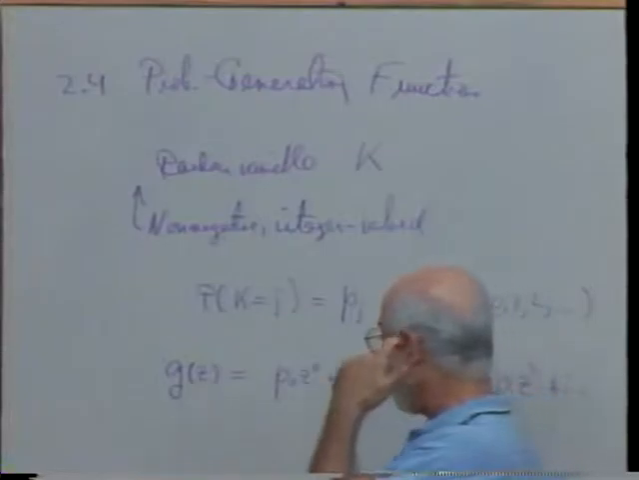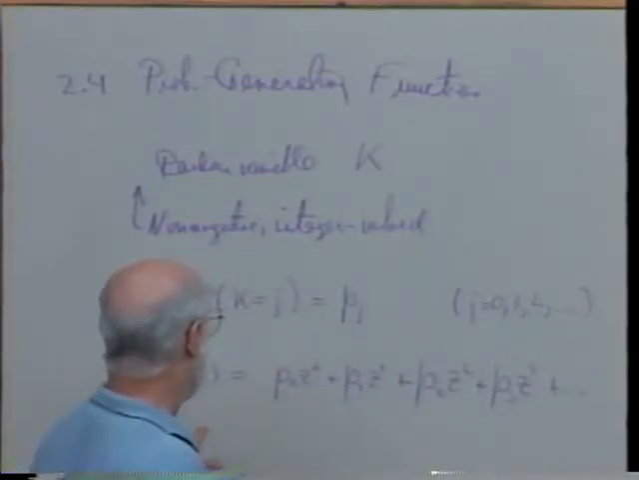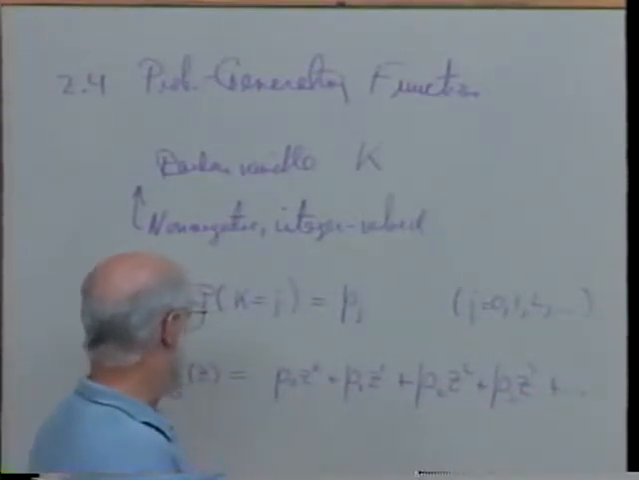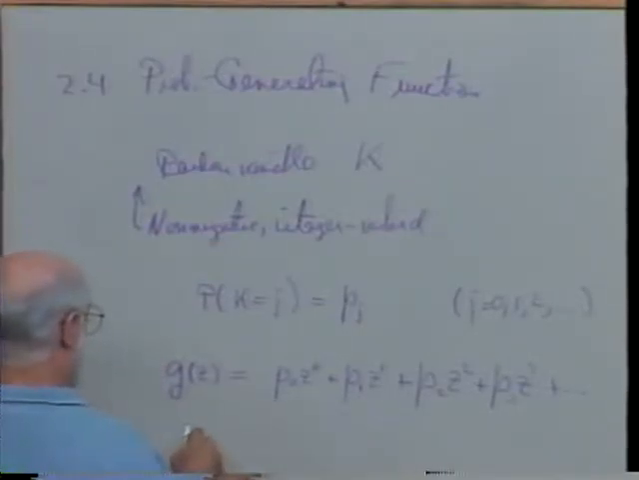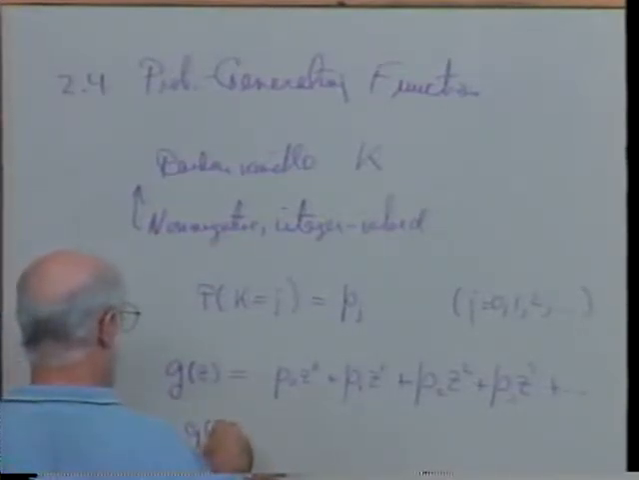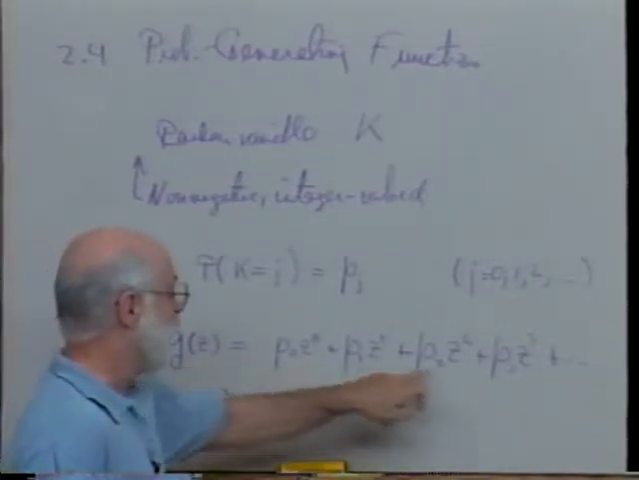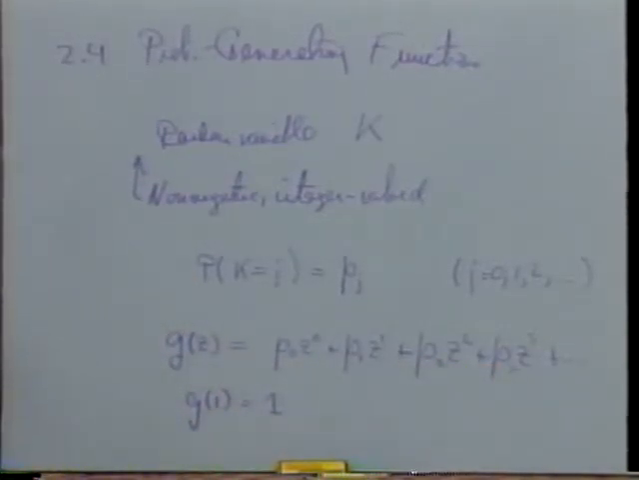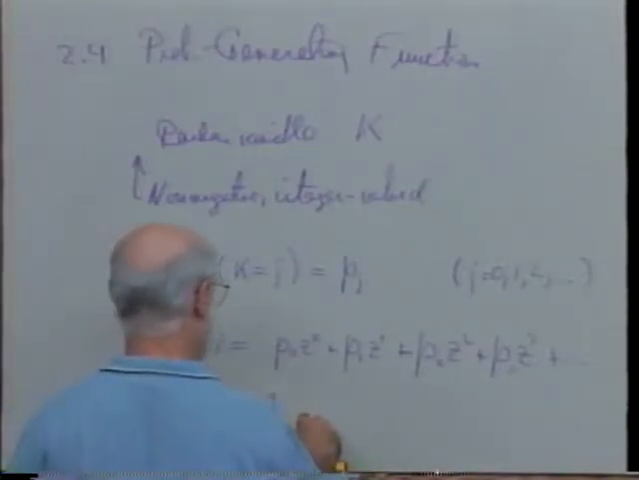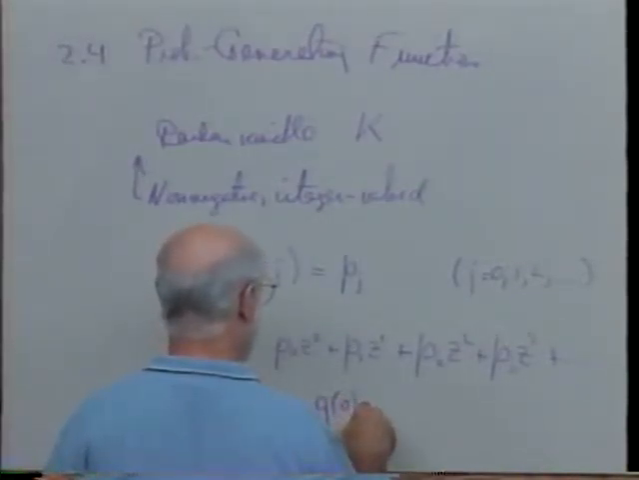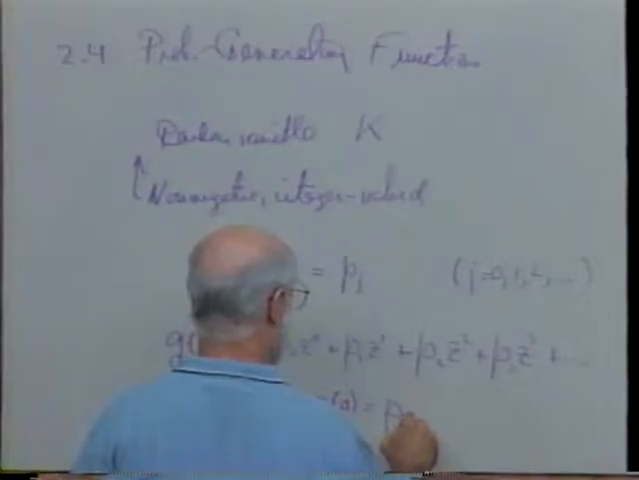Okay, I'll give you some examples. Now, notice that, well, let's see, what are the properties here? One property is that g of 1 is equal to 1, because if I plug in z equals 1, then I simply get the sum of all the probabilities. And another is that g of 0 is equal to p0.